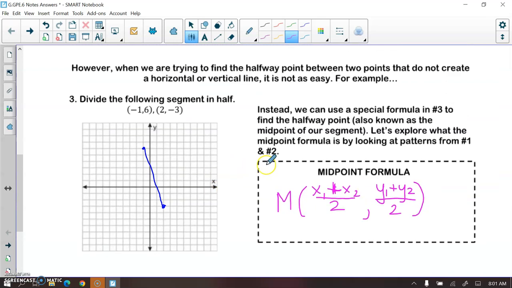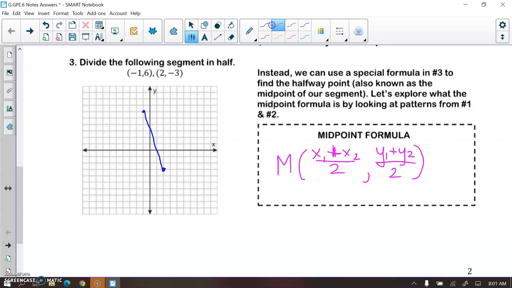So let's try it with number 3. I'm going to label my points (x1, y1) and (x2, y2).